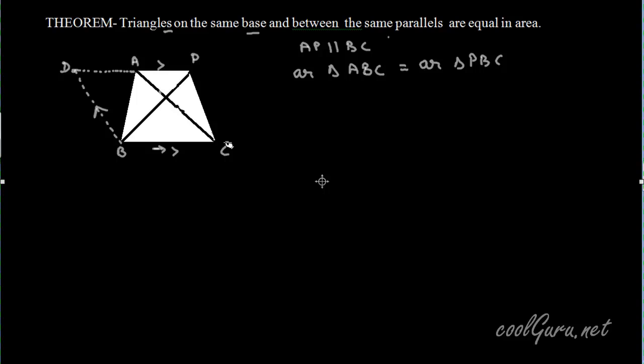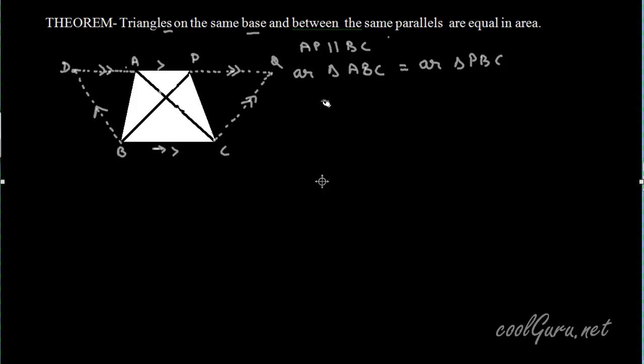Similarly, from C we will draw a line CQ parallel to BP. Now Q is also on the line AP produced. This is Q. So now D, A, P, Q are collinear. So this line is also parallel to BC.